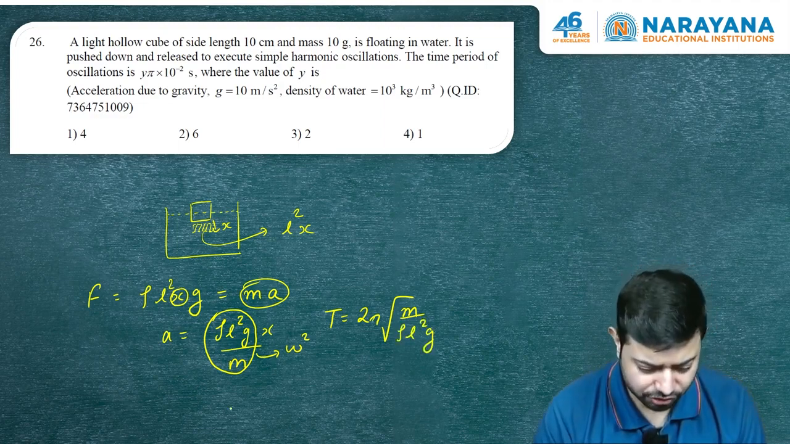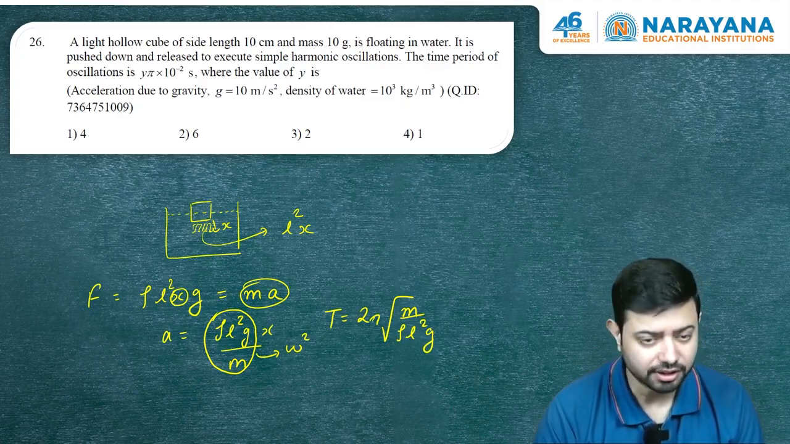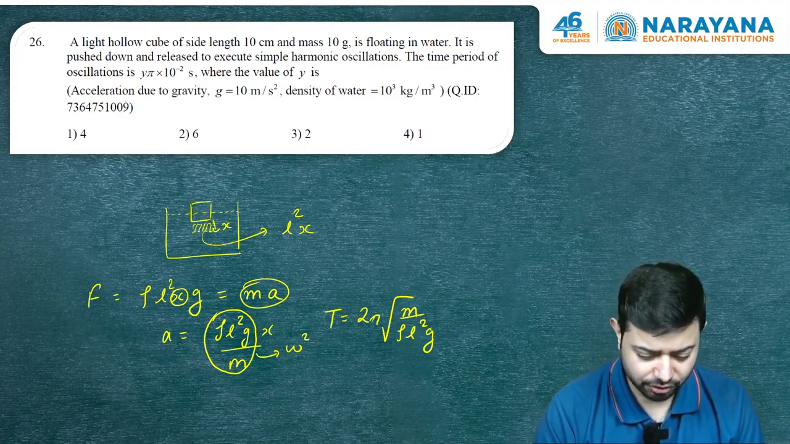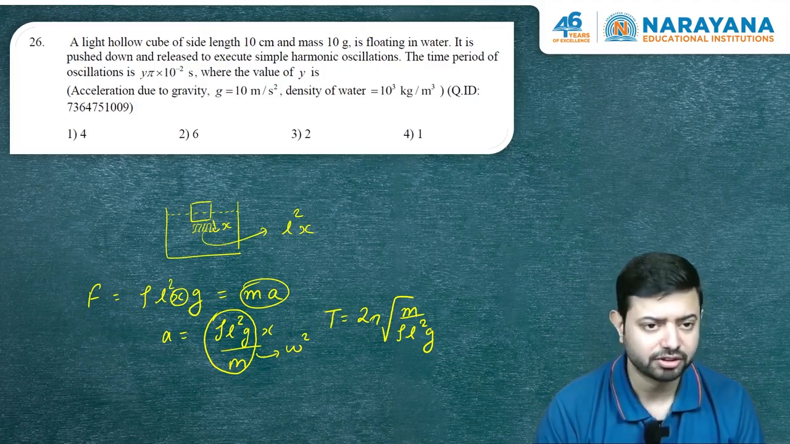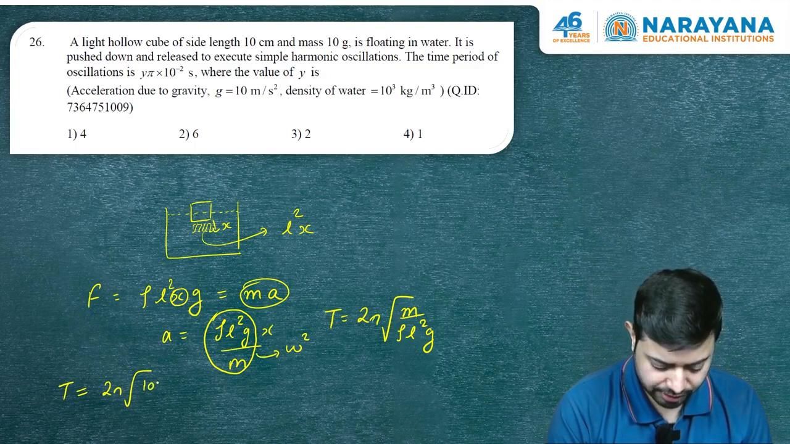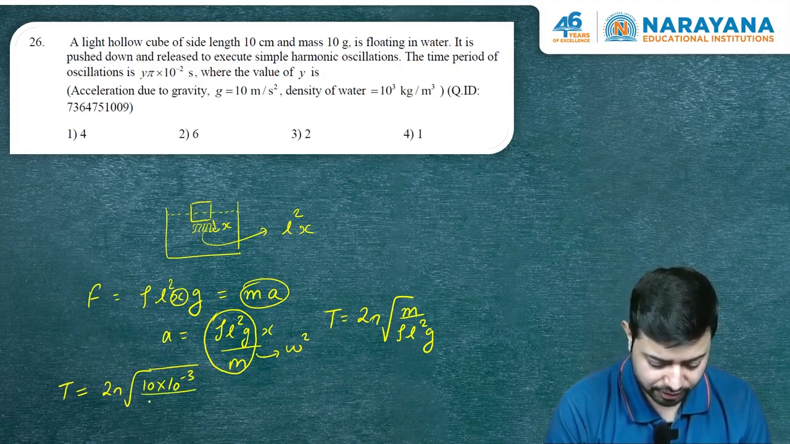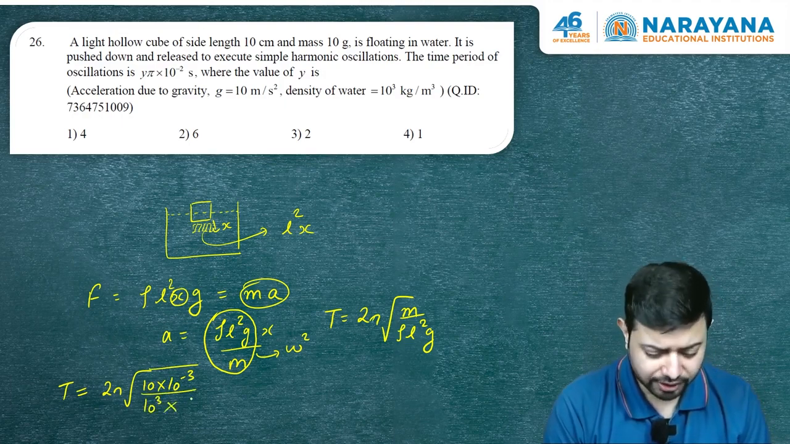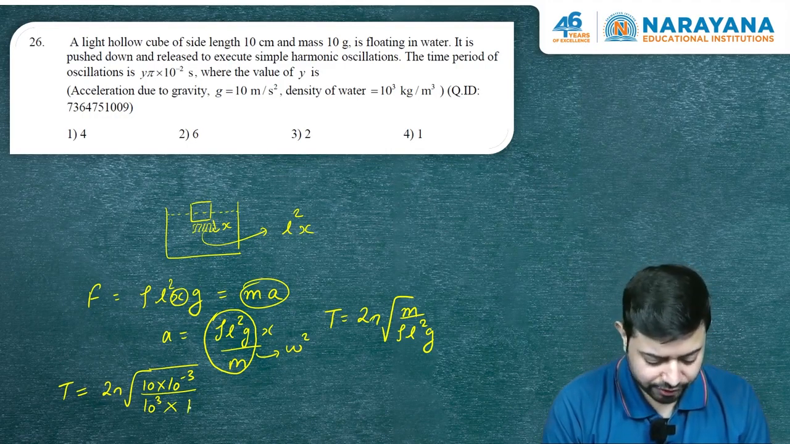Now, we just have to substitute the values. Length is 10 centimeter, mass is 10 gram, and g you know already, it is given as 10. So, take that only, rho is 10 to the power 3. So, my time period of this particular SHM is going to be 2 pi root of mass, 10 gram, so 10 into 10 to the power minus 3 in kg. Take it in SI units, divided by rho, 10 to the power 3, into L square. The length is 10 centimeter, which is 10 to the power minus 1, so square of it will become 10 to the power minus 2, into 10.